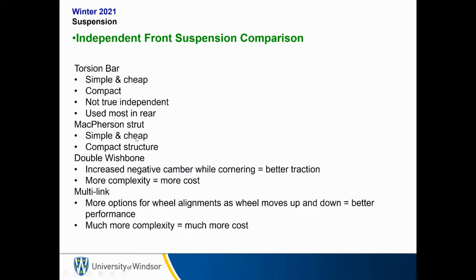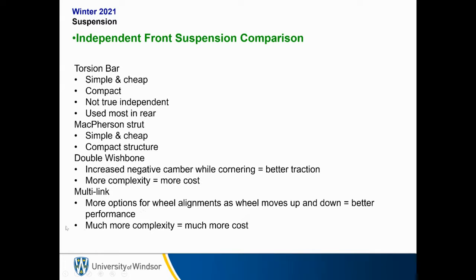McPherson strut, again, simple and cheap. It's truly independent and it has a compact structure. Negative, well, it's not as good performance as the other options. Double wishbone, this causes increased negative camber while cornering. This is better traction, but it is more complex, means more cost. As you can imagine, for multi-link, we have more options for wheel alignments as wheels move up and down. This is better performance, but it's much, much more complex. Therefore, it's much more costly.